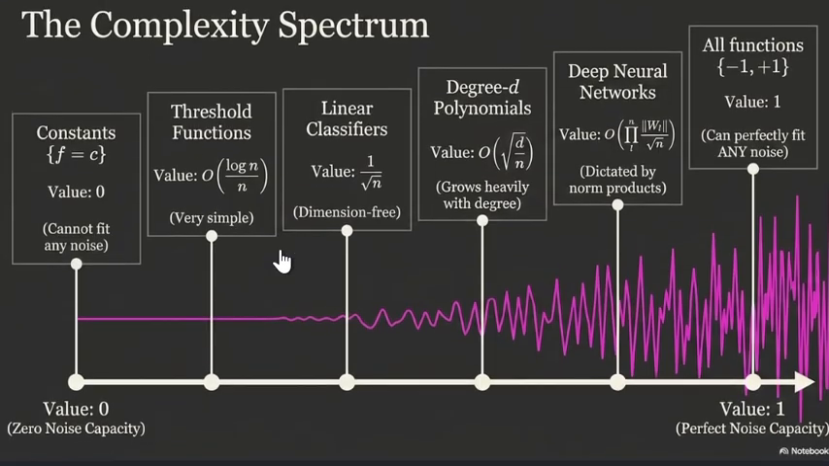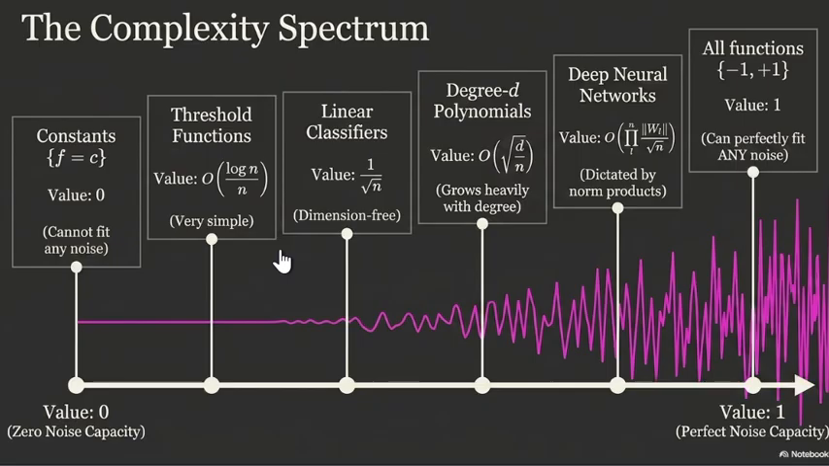Okay, the complexity spectrum. At one extreme, constant functions have Rademacher complexity 0. They cannot fit any noise. And at the other extreme, the class of all plus 1 minus 1 functions has complexity 1. It can fit any noise. In between we find thresholds, linear classifiers, polynomials and neural networks, each with its own scaling. The spectrum makes the relative capacity of different model families visible at a single glance.